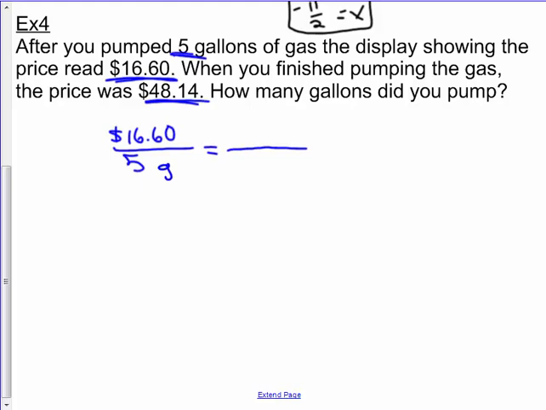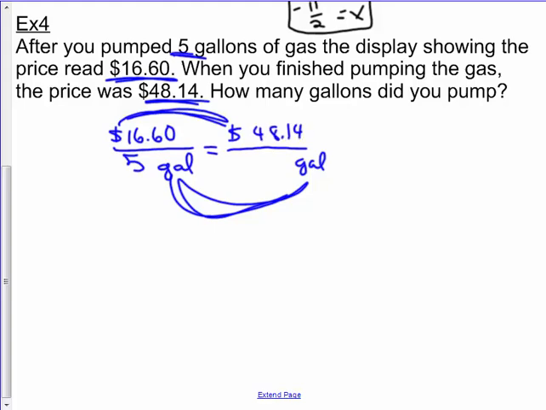It doesn't really matter what I put on top or bottom. I could go 5 gallons over $16.60, but here's the important part. If I have dollars over gallons on the left, on the right side I have to have dollars over gallons. They have to be consistent there. As long as I have that, now I can fill in my other items. The price that we're given is $48.14. The gallons, we don't know, that's our x. So I'm going to rewrite it now without the units: 16.6 over 5 equals 48.14 over x.